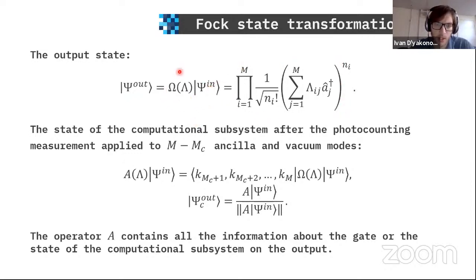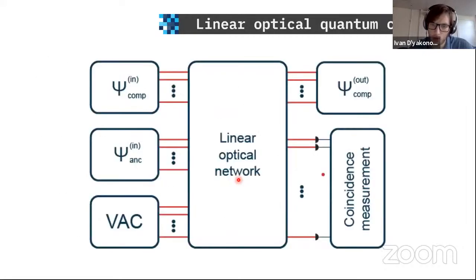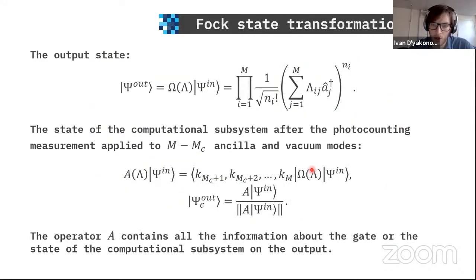The omega here acts on the Fock state, and it depends on the lambda, which is the unitary matrix of the interferometer according to this equation here. So once we detect k photons in each of the measurement modes, this one over here on the right, the output state will be given by this partial scalar product with the appropriate normalization.